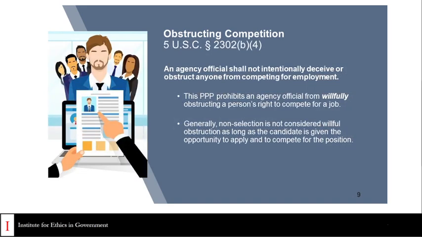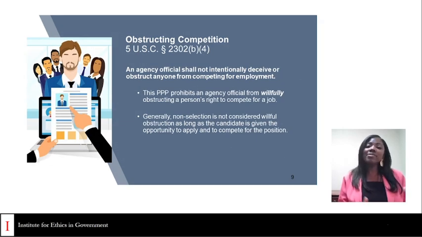This is B4. As I'm going to talk about with B4, B5, B6, what is important here is intent. So with B4, is there some sort of intentional action taken to deceive someone or to obstruct them from competing for employment? When thinking about deception, a case example that I can provide concerned a woman who was interested in a promotional opportunity at her agency. She had gone to the hiring manager and wanted to just gather some background information about the position.